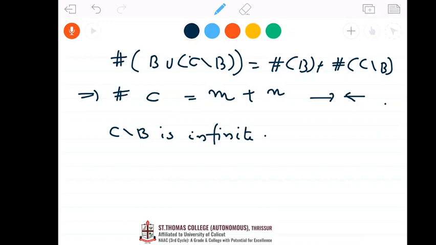I hope you understood the theorem. Go through the proof several times so that you will be more clear about the proof. Okay. So study well. All the best.